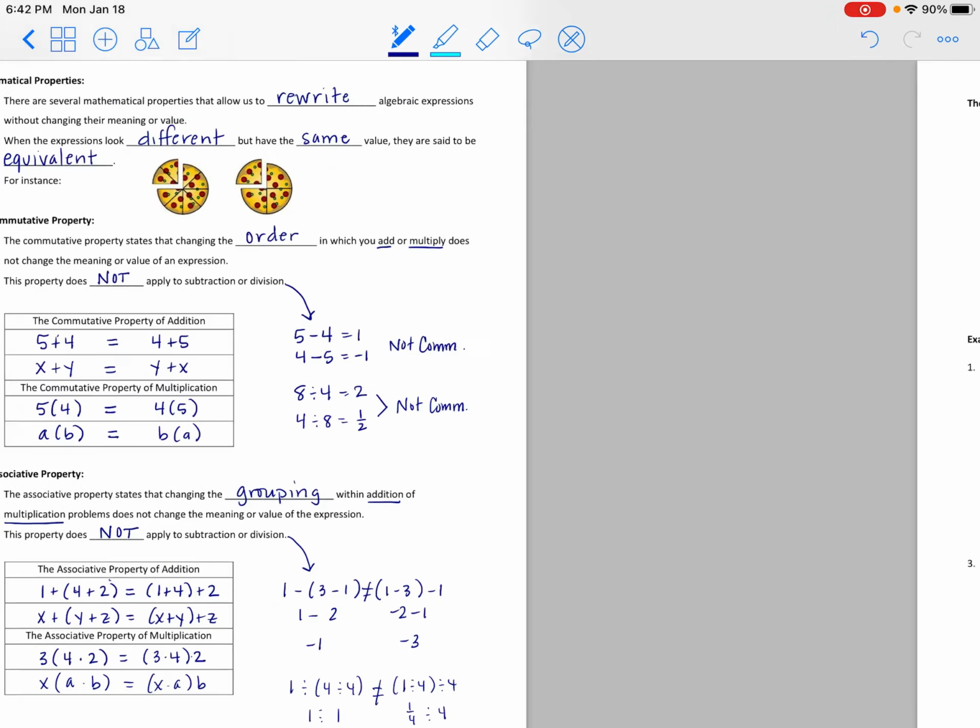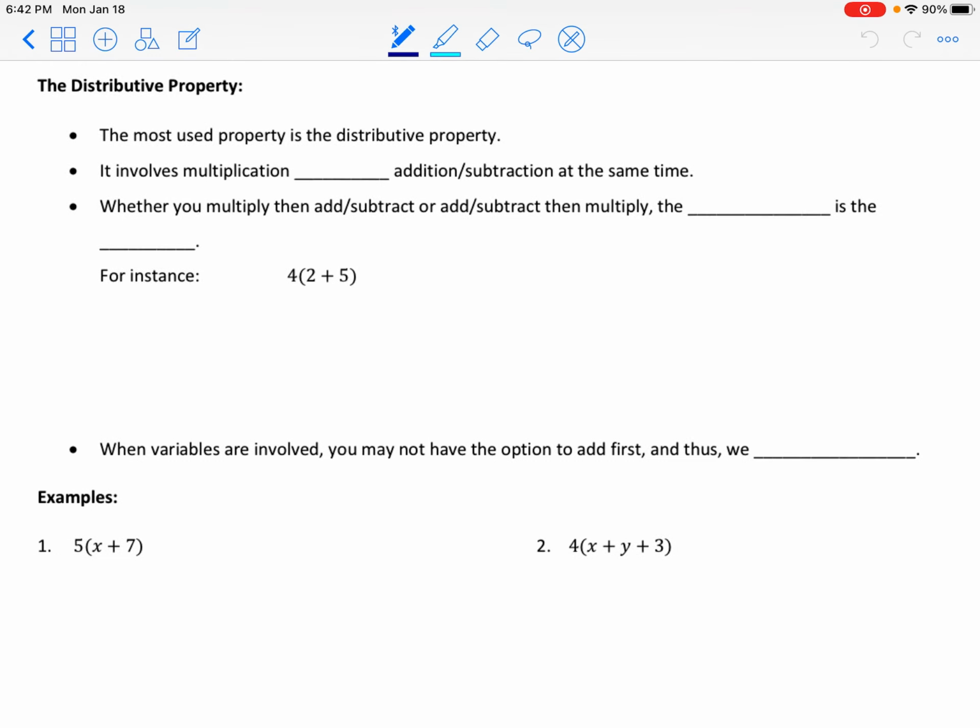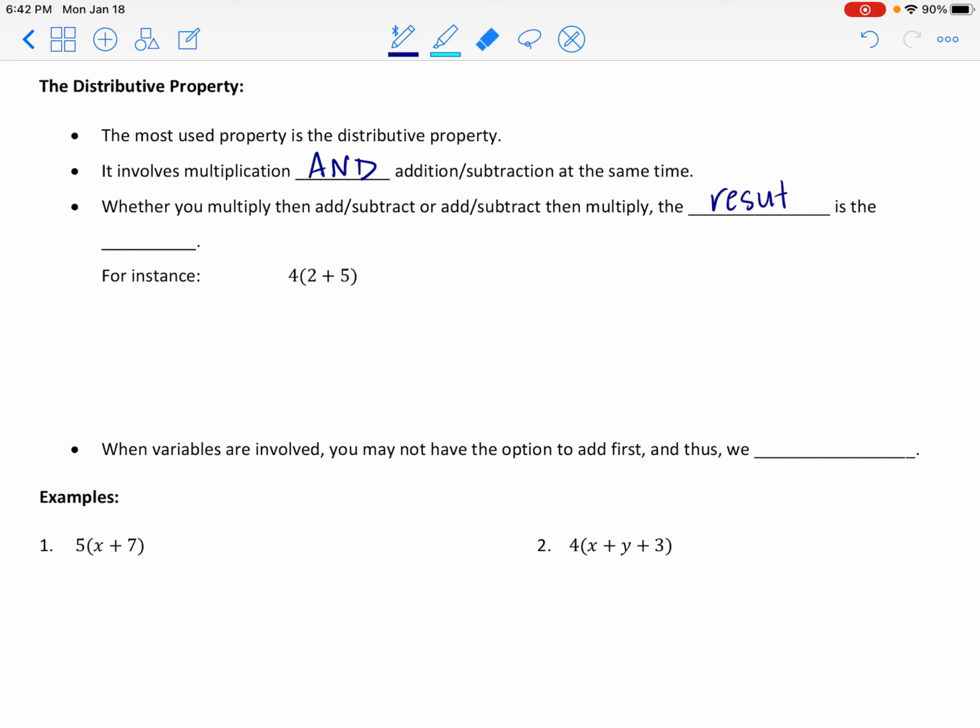Okay, so there's one more property I wanted to talk about in this particular lesson. This is probably the most commonly used property in our algebra classes, and it's going to involve multiplication and addition or subtraction at the exact same time. So we have multiplication and addition or subtraction happening within one problem. And what this property basically says is whether you multiply and then add or subtract, or vice versa, you do the addition or subtraction, then multiply, that the result's going to be the same. Again, it's rewriting into equivalent forms. It just doesn't matter the order that we are doing these things, we're going to end up with the same result.